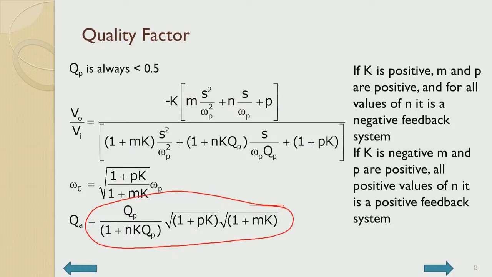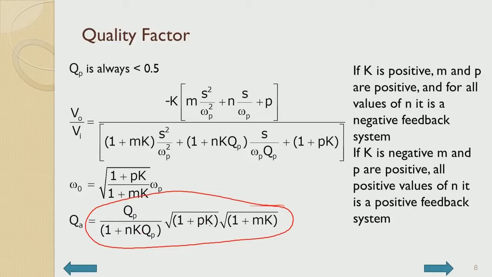So, in case we want to improve the Q from the original Qp, which is less than 0.5, we have different methods possible. pk can be positive, mk can be positive, okay. nk into Qp can be a negative quantity less than 1. So, these are the possibilities of improving the quality factor.